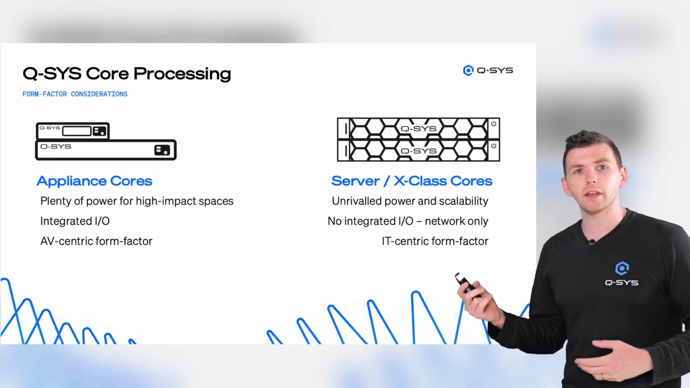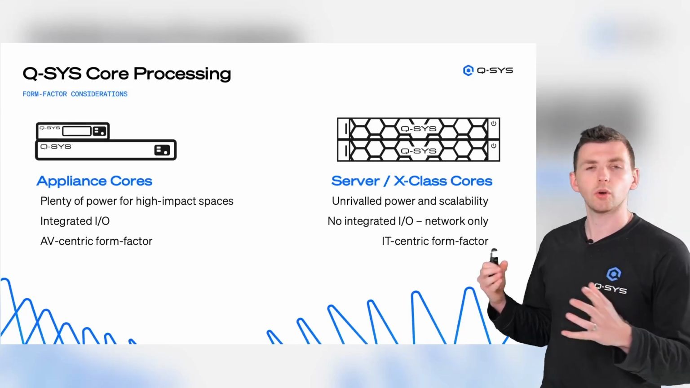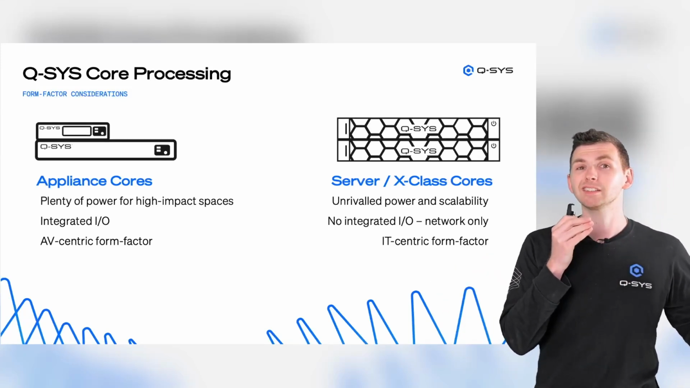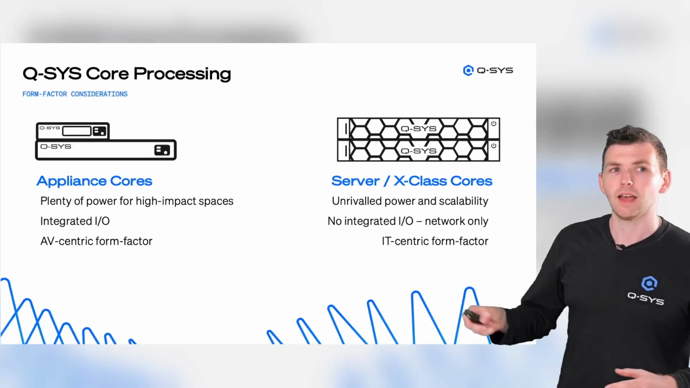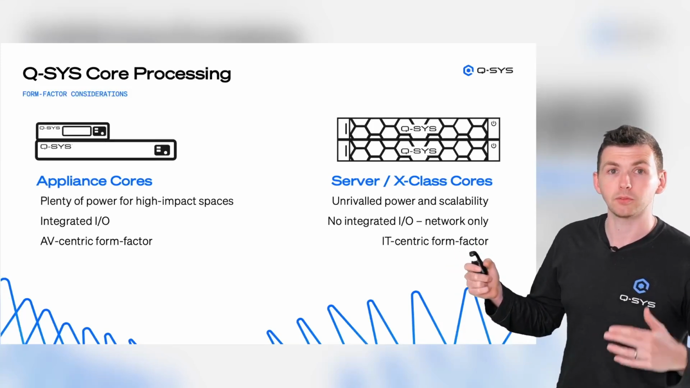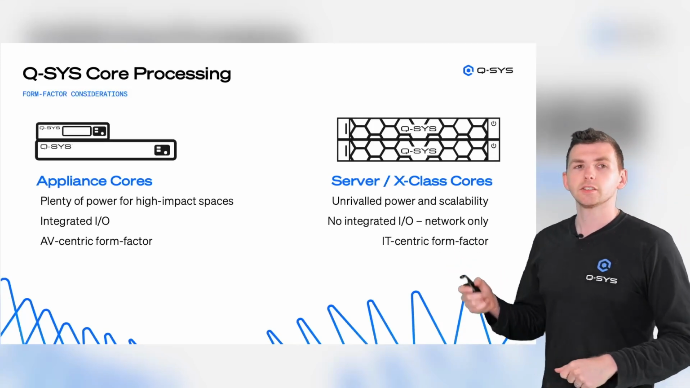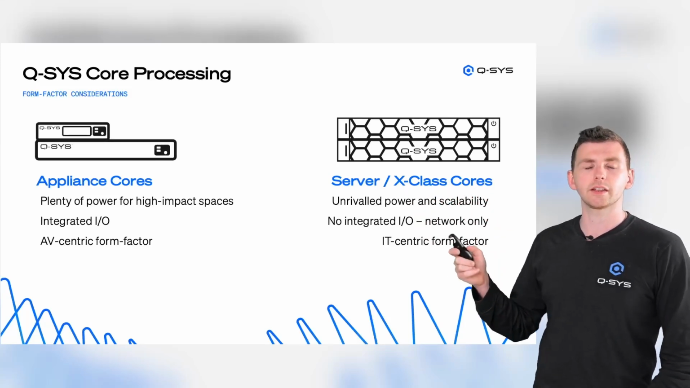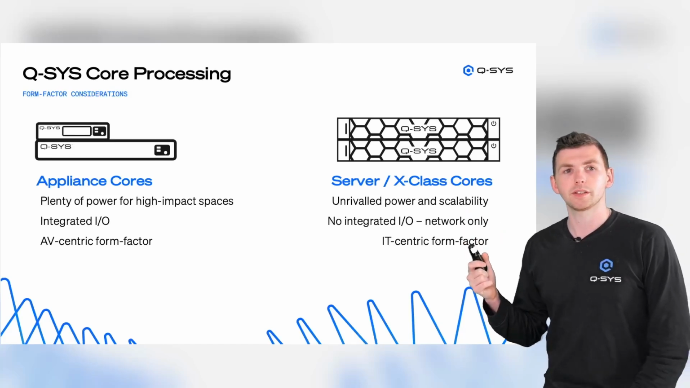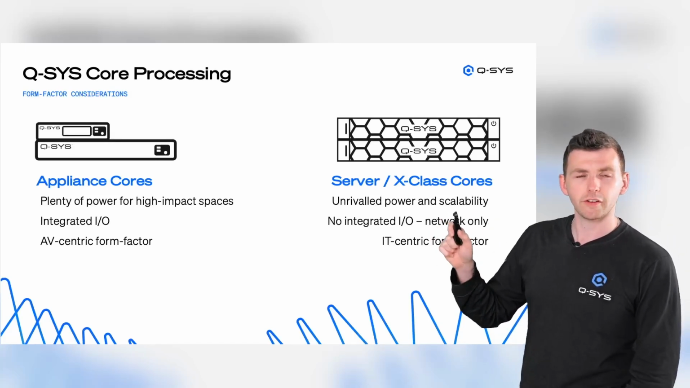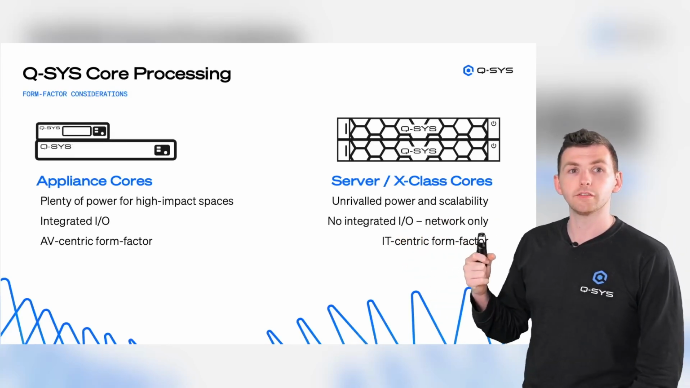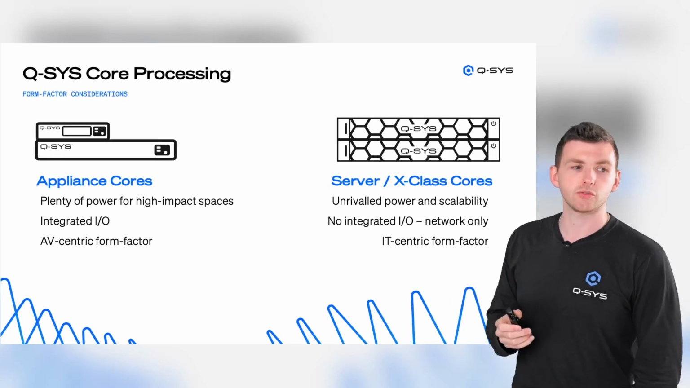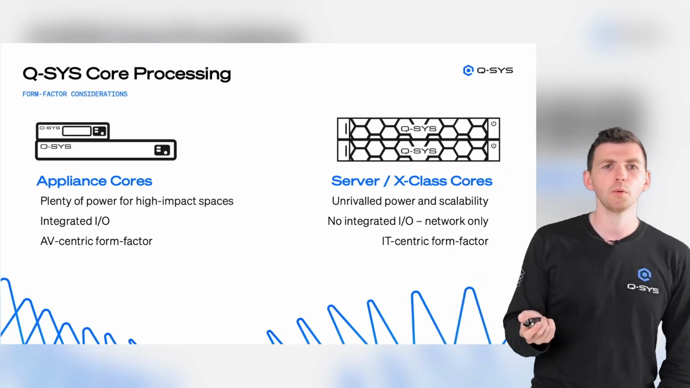But as we go bigger, it might be that our cores are not in the room at all. They're actually located somewhere completely differently. Something like an IT closet, perhaps, with other IT facilities. So here, server cores and X-class cores, which we'll look at in a second, all about power and scalability, no local I/O, or very, very little, all delivered via the network, and an IT-centric form factor. What would you use that for?